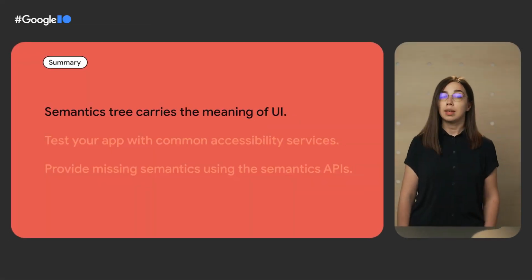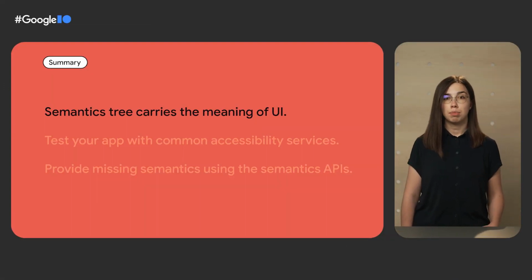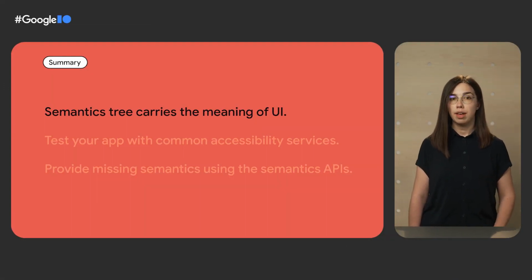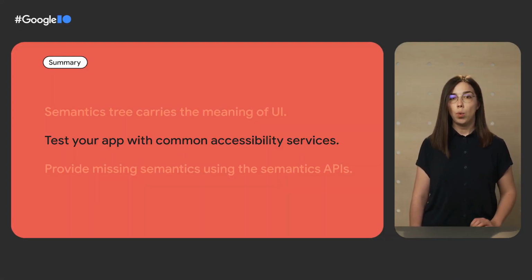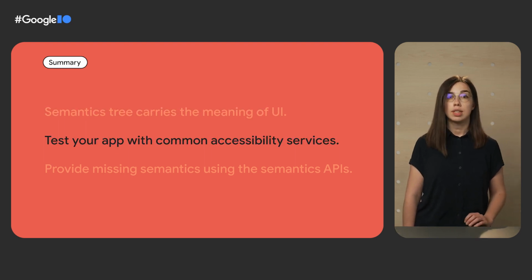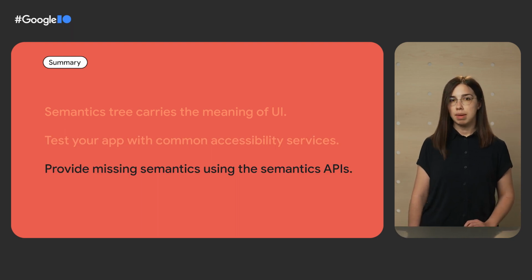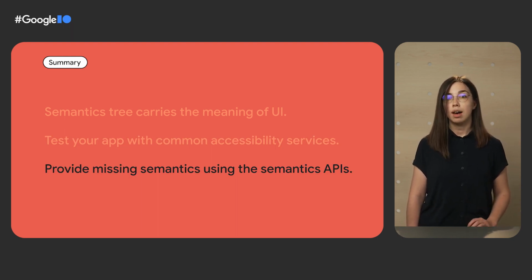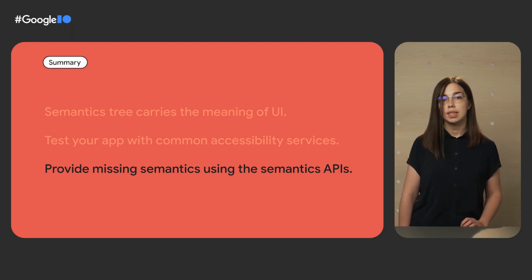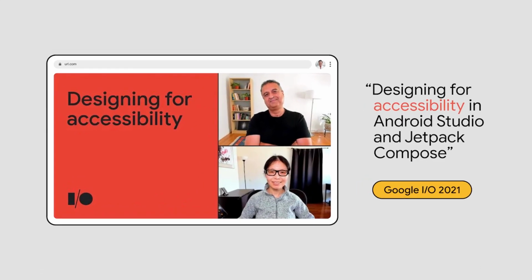To recap, in Compose, in addition to a layout tree that represents the UI, there exists a parallel tree that carries semantics meaning. When you develop an app, make sure you test it on several commonly used accessibility services. If you encounter any missing semantics information, you can provide it either via the common accessibility APIs available in Compose or by applying techniques discussed in this talk. To learn more about the most common accessibility APIs available in Compose, go check the Google I/O 2021 session Designing for Accessibility in Android Studio and Jetpack Compose.